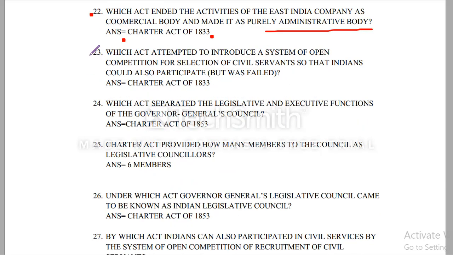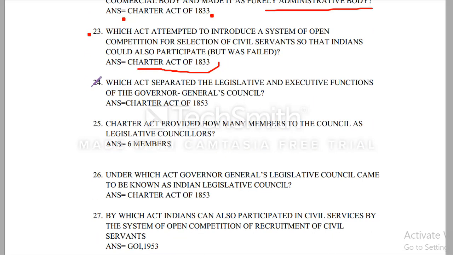Next question, which act attempted to introduce a system of open competition for selection of civil servants so that Indians could also participate in the process? Answer is Charter Act of 1833. But this attempt failed because the Court of Directors opposed it. Let's move on to the next question.